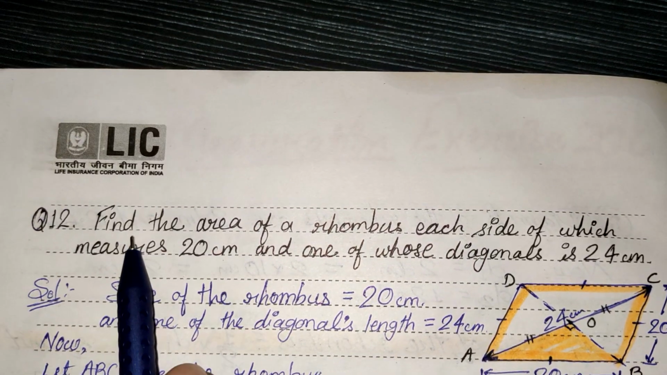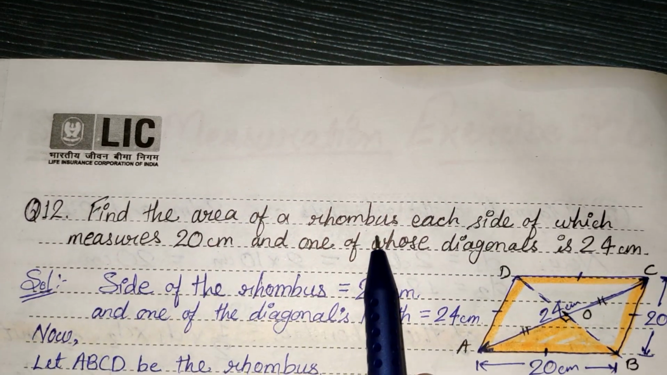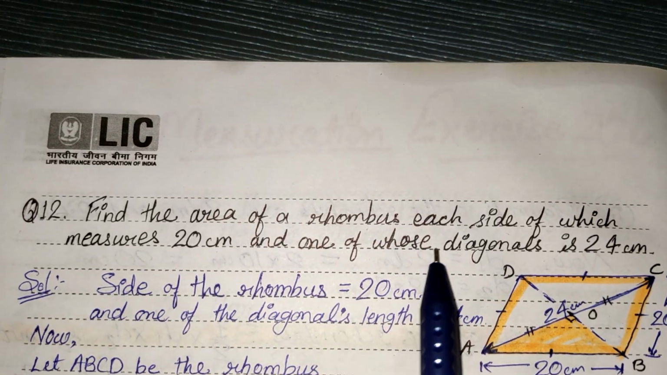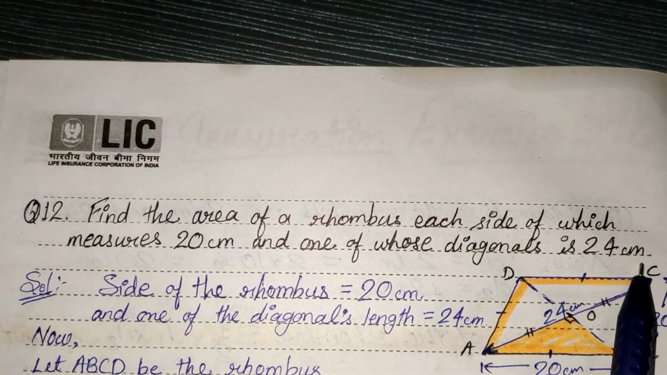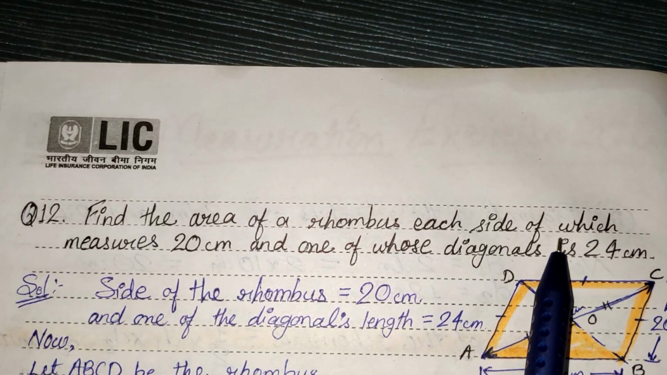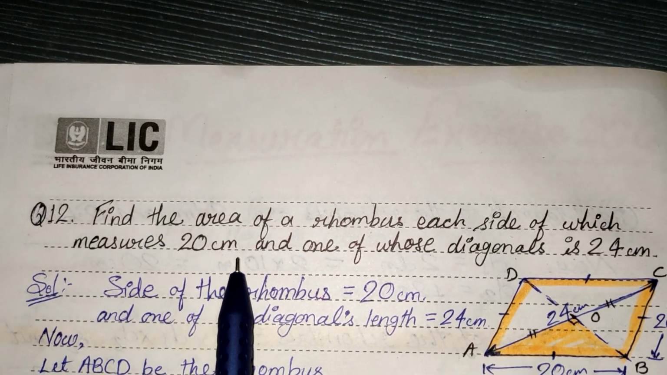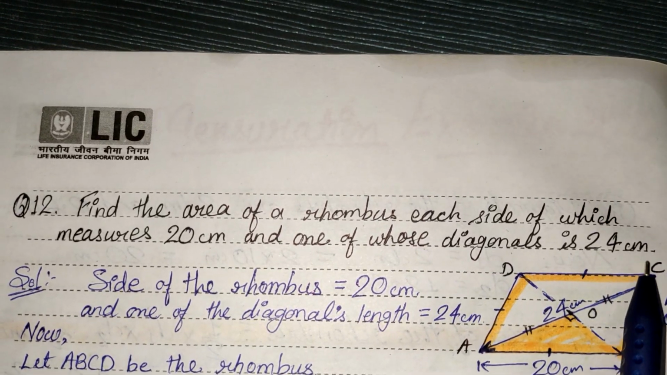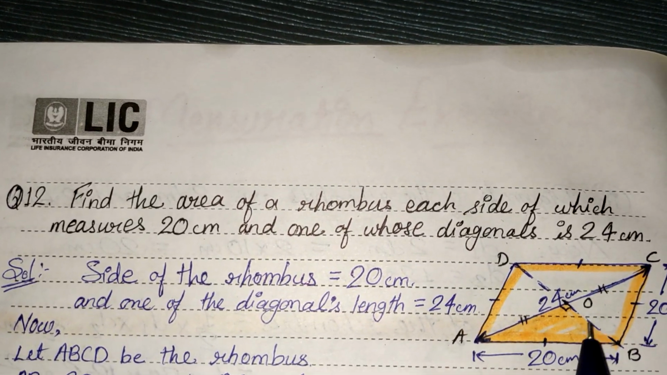Question number 12. Find the area of a rhombus, each side of which measures 20 centimeter and one of whose diagonal is 24 centimeter. Now here we have to find the area of rhombus which has side 20 centimeter and the length of a diagonal is 24 centimeter, or say d1 is given.